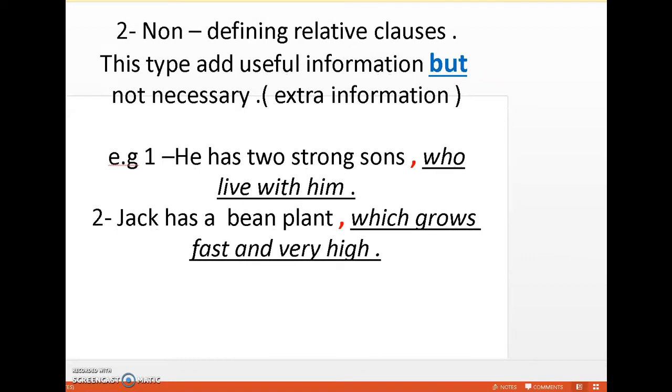The second kind is non-defining relative clauses. This type adds useful information, but not necessary, extra information.